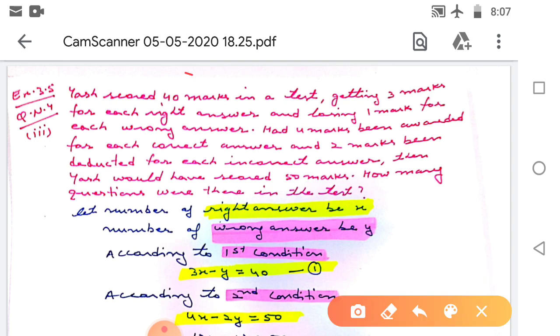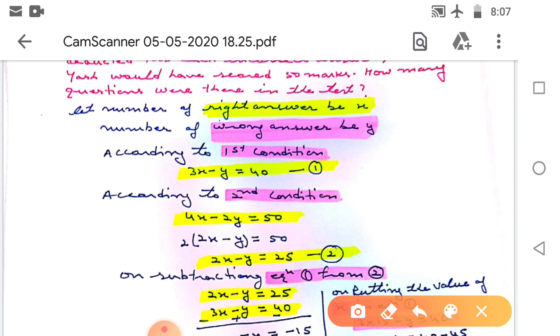Yash scored 40 marks when 3 marks for correct answer and losing 1 mark for incorrect answer. In the second condition, 4 marks for every correct answer and losing 2 marks for each and every wrong answer. Right? So we start our solution with, let the number of right answers be x and the number of wrong answers be y. Clear?